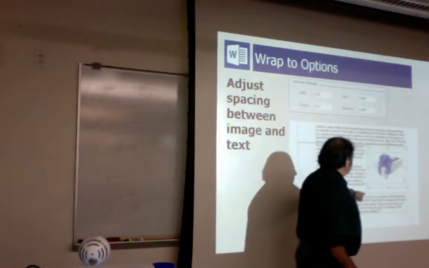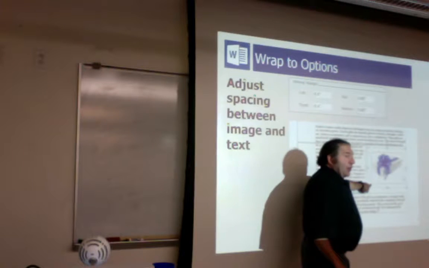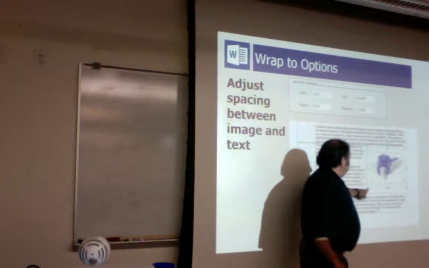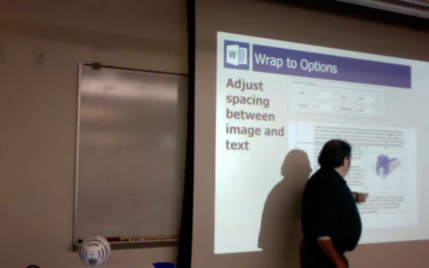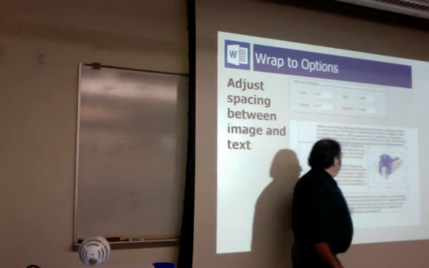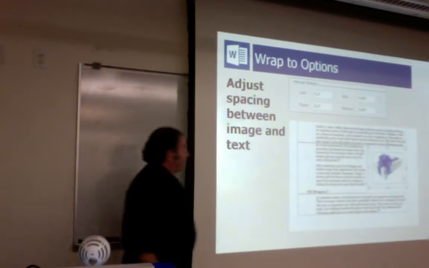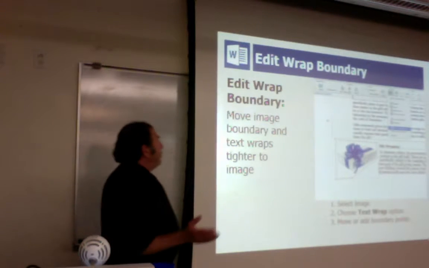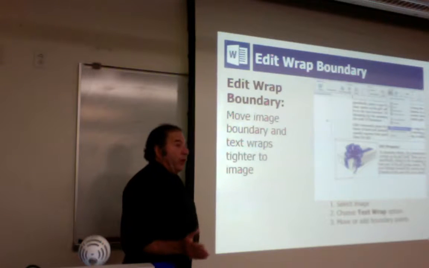Now the image is inside this black box with a dotted line. All right? And then this represents the frame that it's sitting in. And these dotted lines represent where the wrap is taking place.